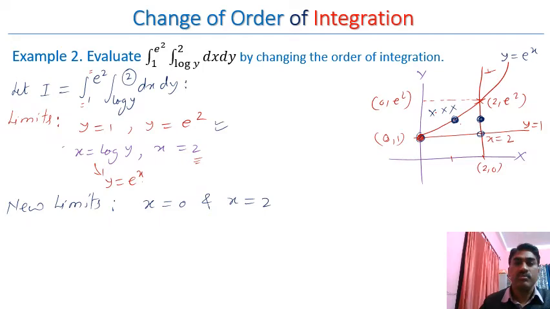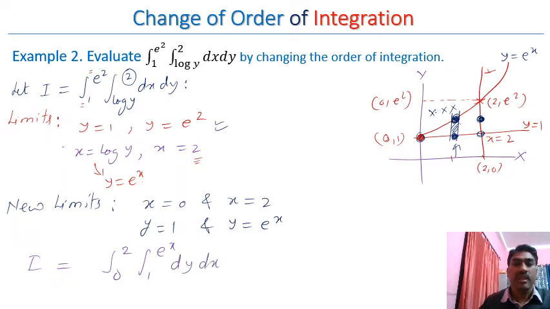Then you need to find the lower and upper limits for y. So draw a vertical strip and move from bottom to top. The first curve, y is equal to 1, is the lower limit, and the second curve, the upper curve y is equal to e to the power x, is the upper limit. So we have decided the limits. Now just put the integral. What is the integral now? I is equal to the integral from 0 to 2, then 1 to e to the power x, dy dx.